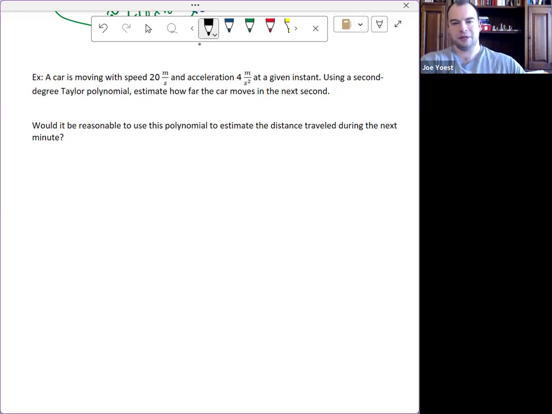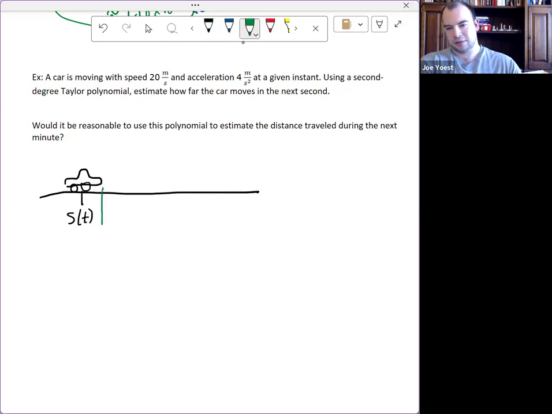Okay, so let's think about this. Let's imagine that we have a car here, and let's call this position S. That's what we often use to denote a position, and position at time t. And let's just set S of 0 equals 0. We'll choose that to be our beginning point. The car is moving with an initial speed and it's also accelerating. So it's coming into point 0 with the speed already and kind of on the gas.